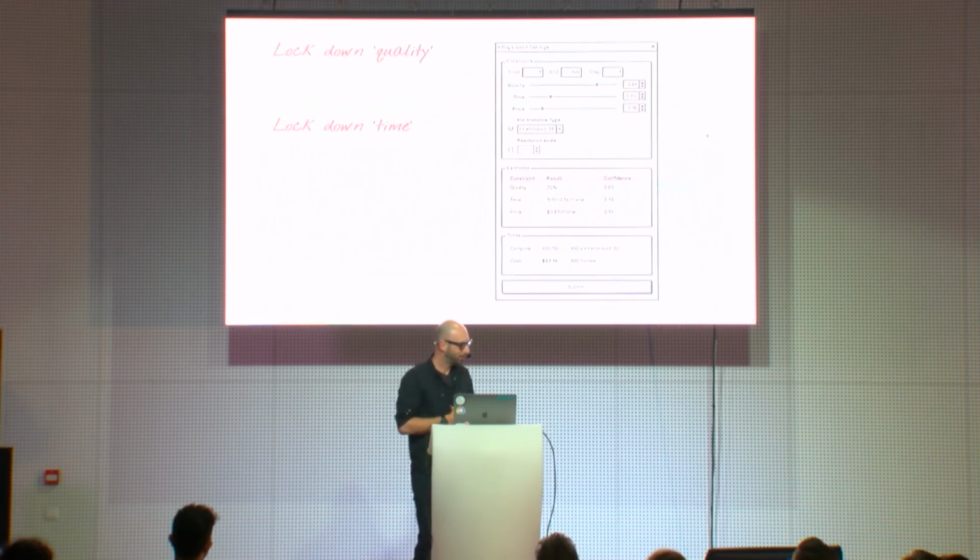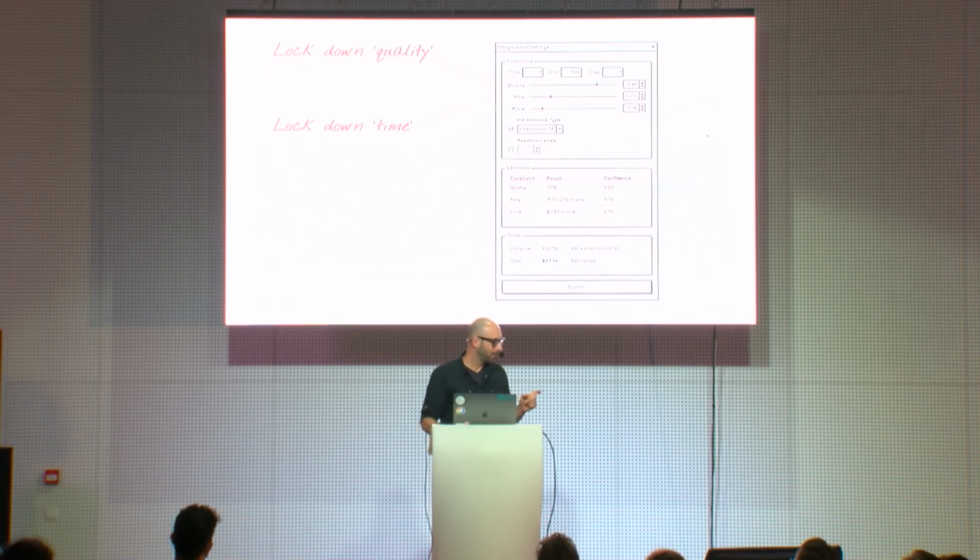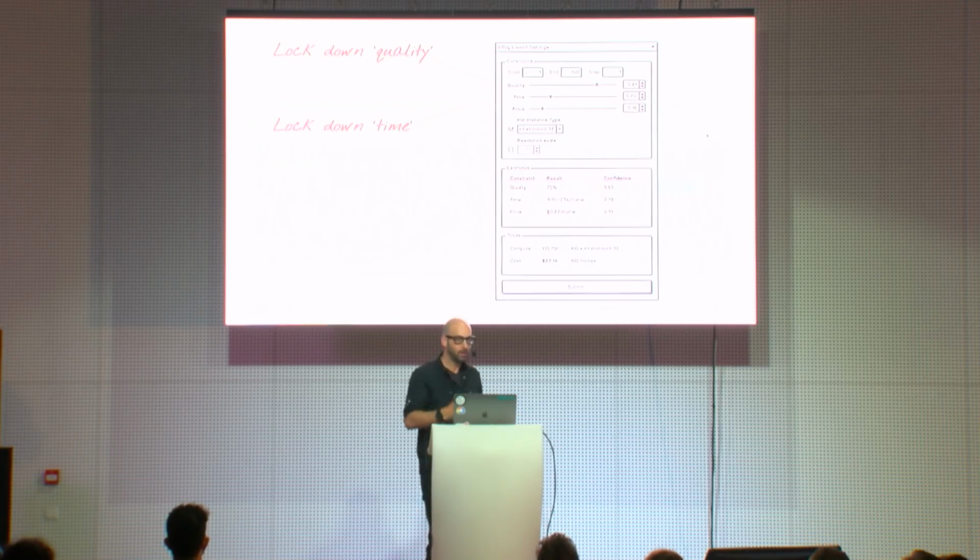But in this case that we saw before, now we're going to lock down quality and we're going to lock down time, and then price is the variable here, right? So as you iterate, the price is on a sliding scale.